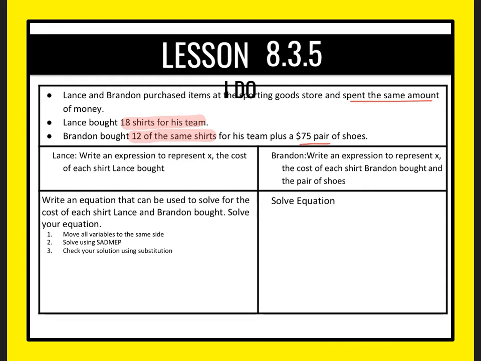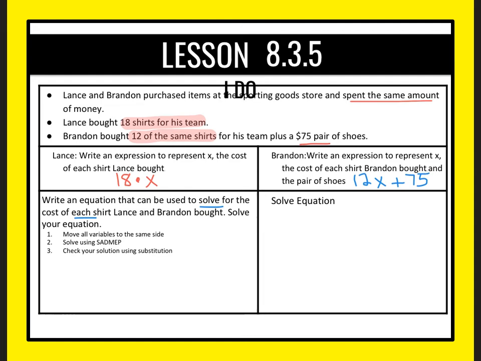So let's focus on Lance. All I know about Lance is that he bought 18 of the same shirt. So the cost has to be a certain amount. That's what we're going to have to figure out. Okay? And then Brandon, on the other hand, he bought 12 of the same shirt. So the cost has to be the same. But he also bought $75 worth of a pair of shoes. So I need to write an equation to help me figure out the cost of each shirt for both of them.